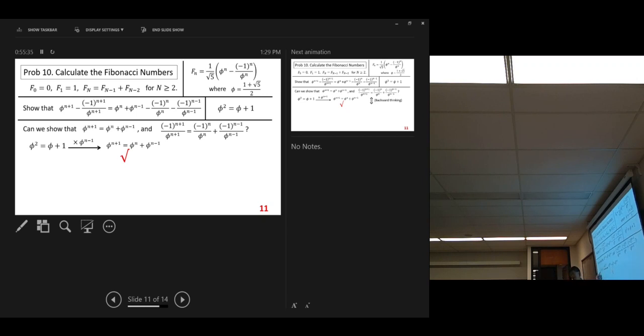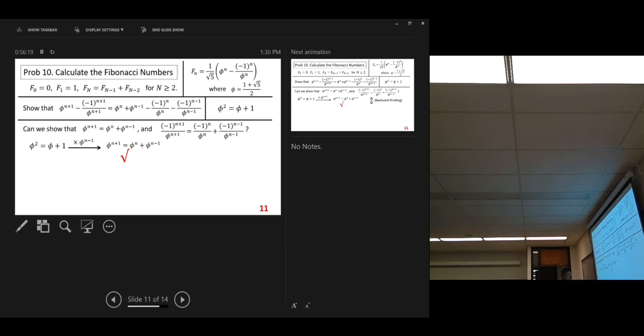Multiply both sides. Left hand side, is it that one? Right hand side, the first term is phi to the n, the second term is phi to the n minus 1. Multiply through. You take phi squared times phi to the n minus 1. 2 plus n minus 1, is that n plus 1? You add exponents, right? Correct.